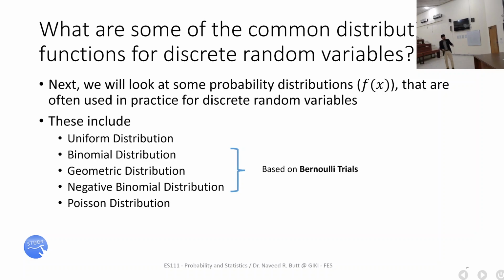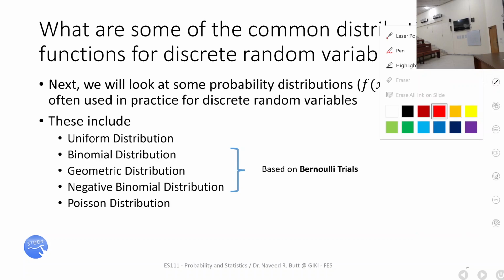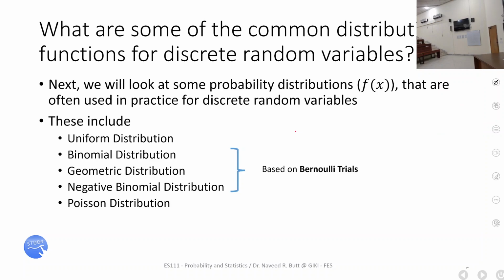Yeah, but in a first course we have to restrict ourselves to the most common ones. So we will be looking at the uniform distribution, binomial, geometric, negative binomial, and Poisson distribution. What does each of these mean? It means what shape is f(x), your distribution function, taking.